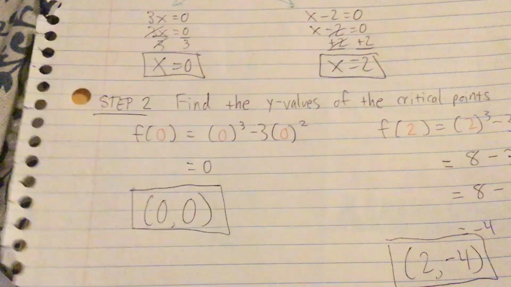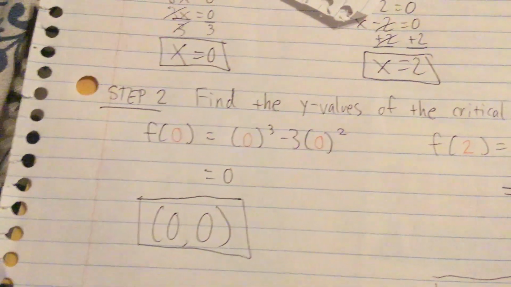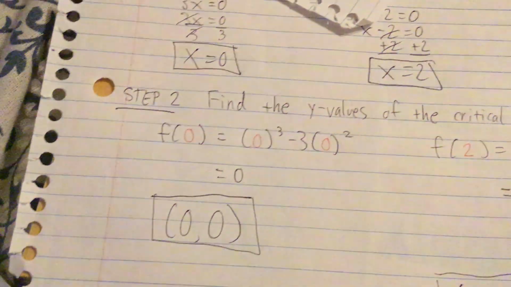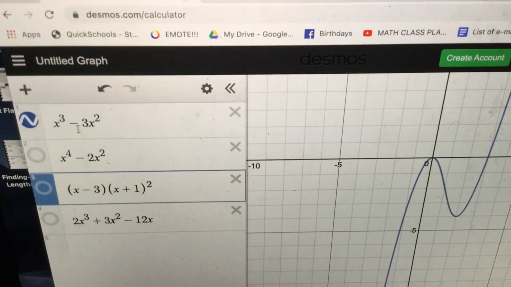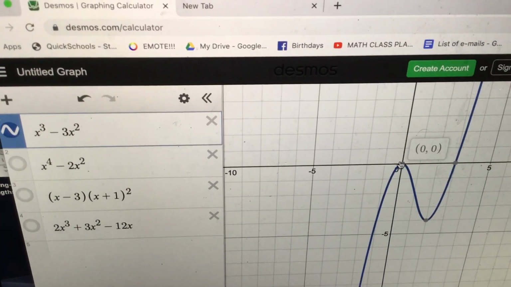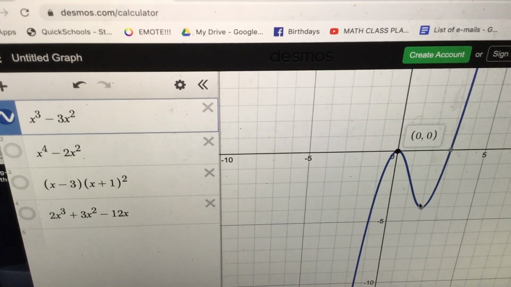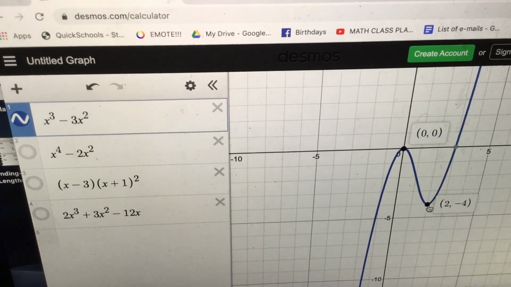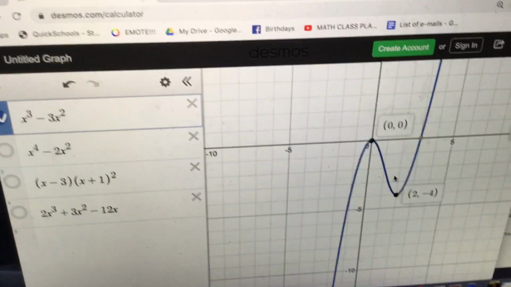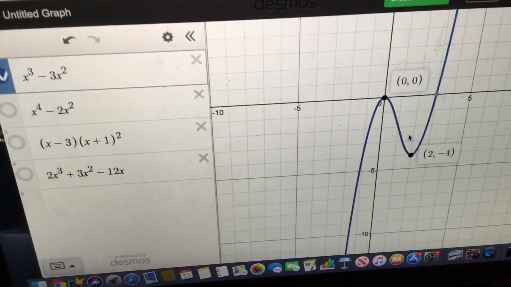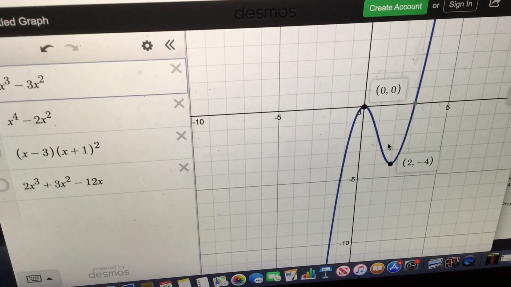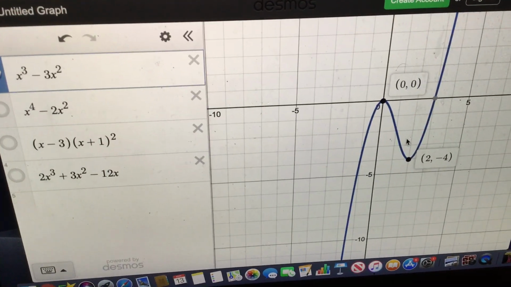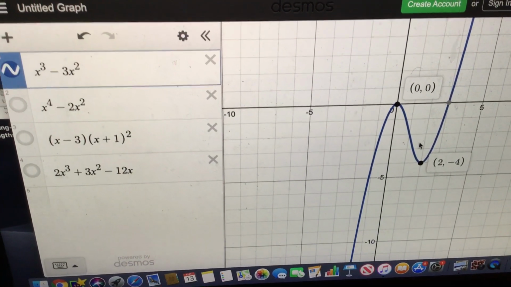And I can check my work with Desmos. So I'm going to pull that up right now. Okay, so here's the graph for x cubed minus 3x squared. This is a high point, 0, 0, and this is a low point, 2, negative 4. Now, I know what you're probably thinking, wait a minute. Is there a way to figure out which one is a high point and which one is a low point? Yes, in the next video, I will show you those two methods to do that.